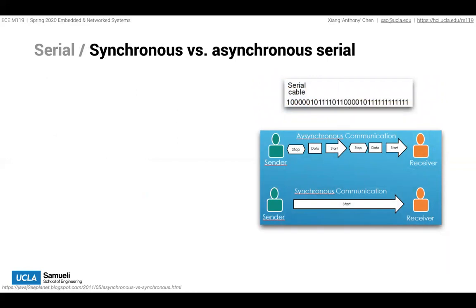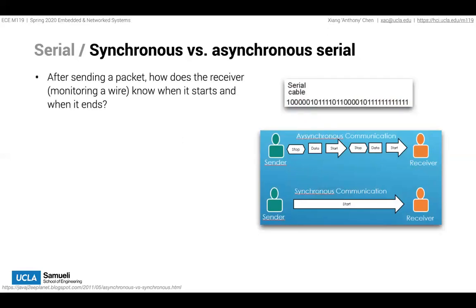Another question to think about is, when you're communicating serially, what the receiver is actually looking at or monitoring is a wire. And then the question is, how does the receiver know, after you send a packet, the receiver is going to monitor the wire and there are going to be currents flowing through it. So how does the receiver know when a packet starts and when it ends?